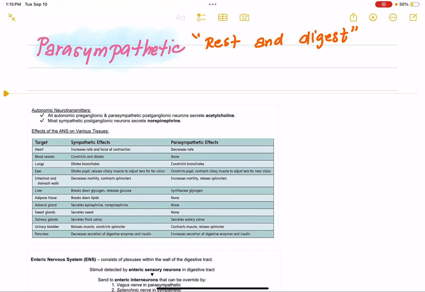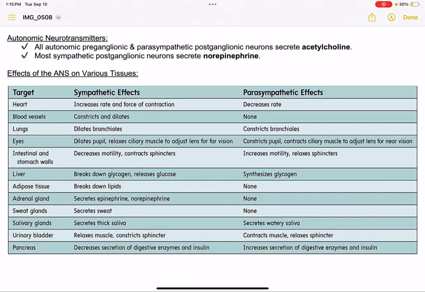So, we have the autonomic neurotransmitter. So, all autonomic preganglionic, parasympathetic, postganglionic neurons secretes acetylcholine. Tandaan ha? Ang autonomic preganglionic and parasympathetic postganglionic neurons secretes acetylcholine. So, most sympathetic postganglionic neurons secretes norepinephrine naman. Okay? So, amo ni sila tanan ang effects of the ANS on various tissues.